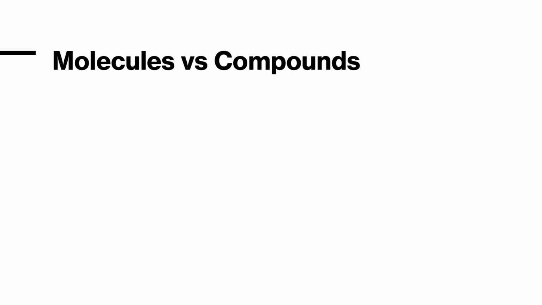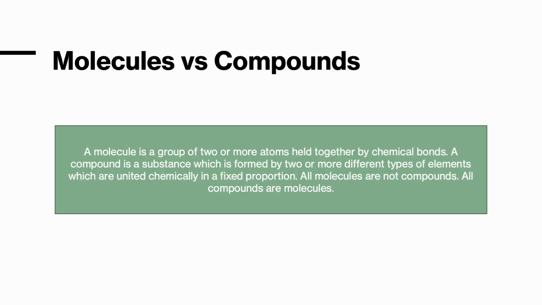And now the distinction between molecules versus compounds. So a molecule is a group of two or more atoms held together by chemical bonds. A compound, however, is a substance which is formed by two or more different types of elements which are chemically united in a fixed proportion. All compounds are molecules, but not all molecules are compounds.